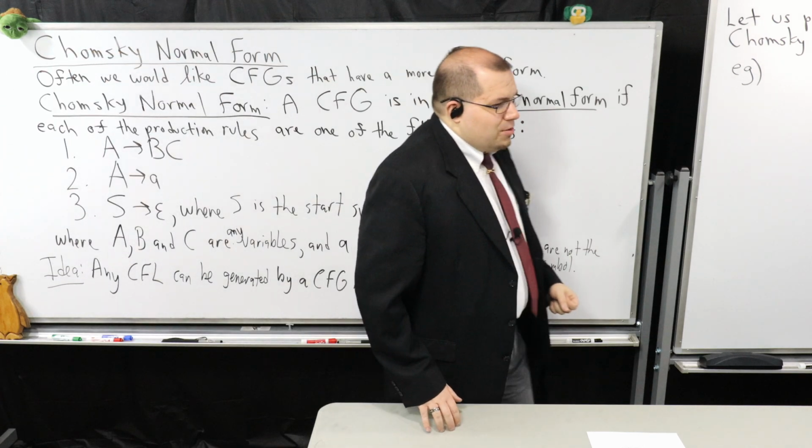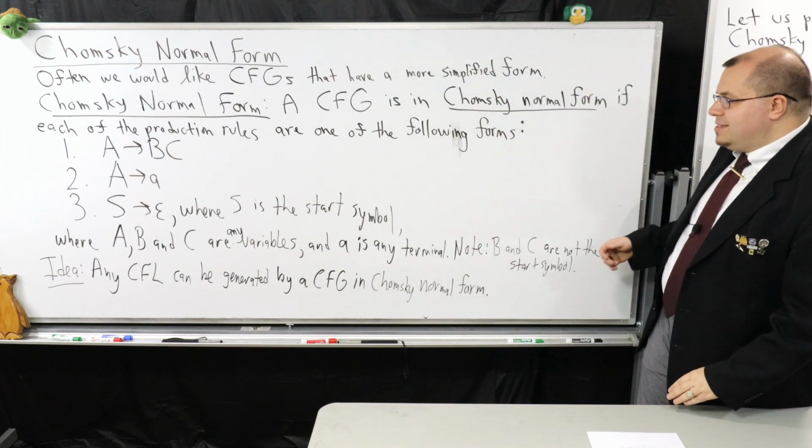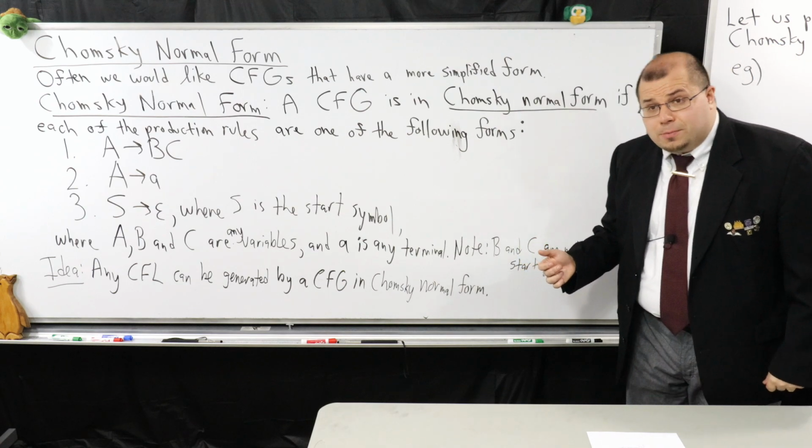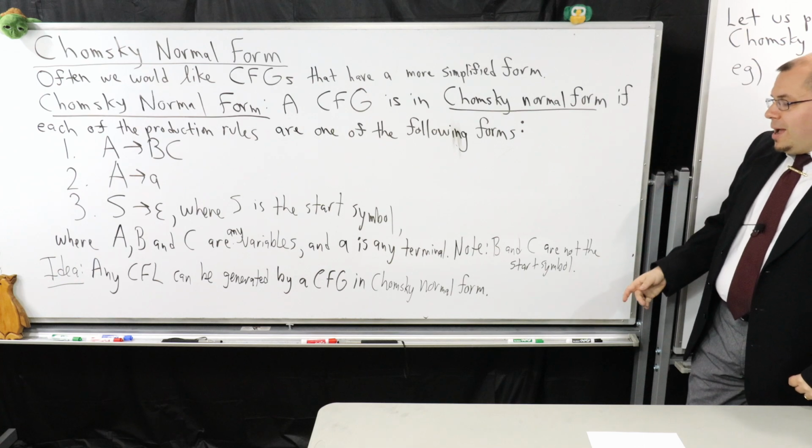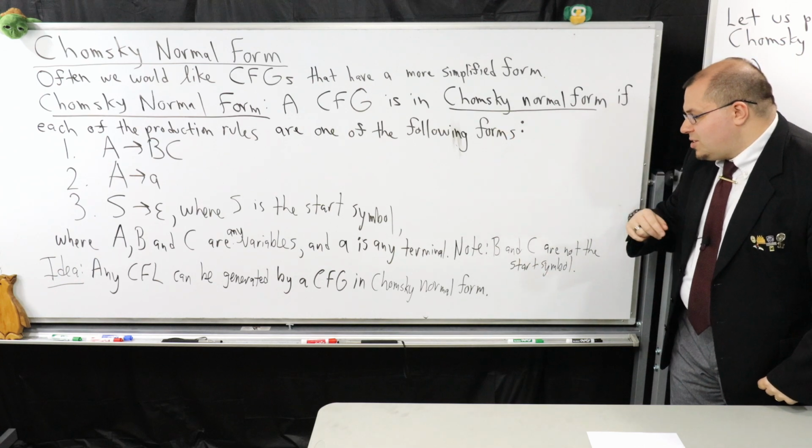So now you might ask, are there any constraints on these A's, B's, and C's? Well, A, B, and C are just any variables in the context-free grammar, and a is any terminal. But I must stress that B and C are not the start symbol.